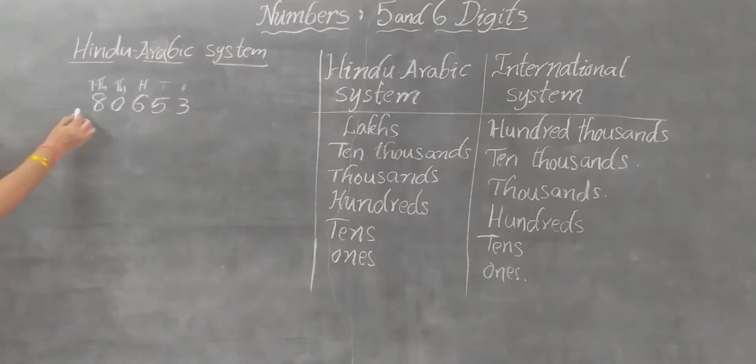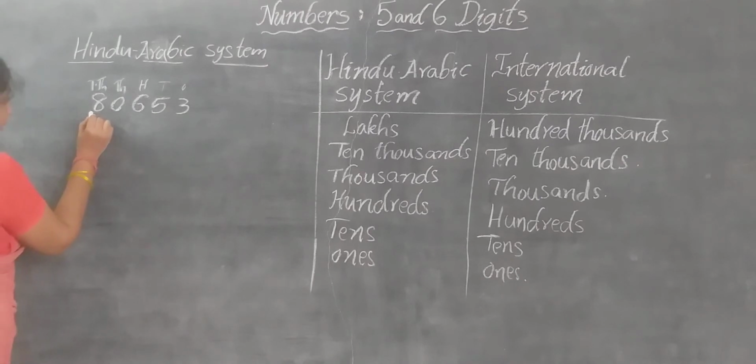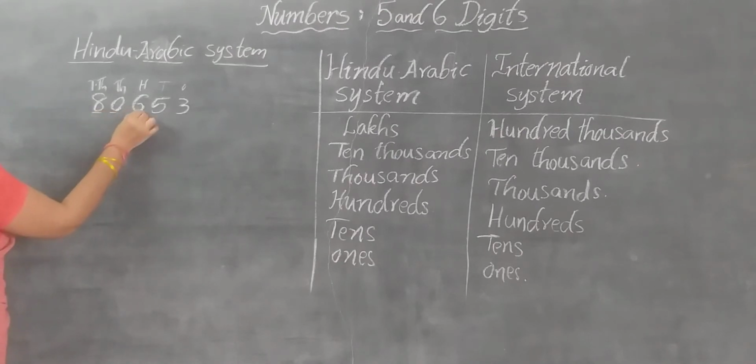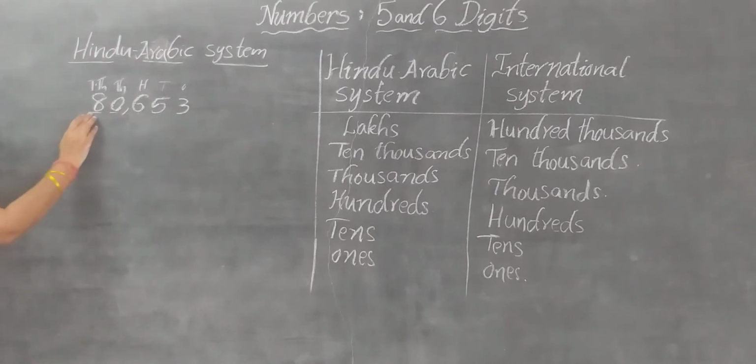Is there a lakhs place? No. So 10,000s. 8 is in 10,000s place. 0 is in thousands place. No value to 0. Totally 80,000. Is this one hundreds or thousands? Hundreds. So 600. 5 in tens. 53. This is the number. In Hindu-Arabic system, we keep the first comma after the hundreds place. After that, we keep commas between every two digits.